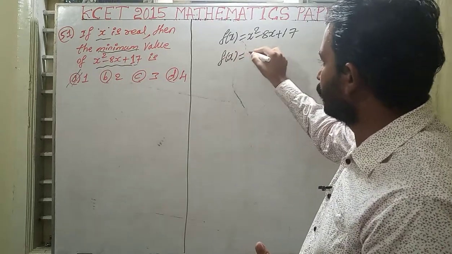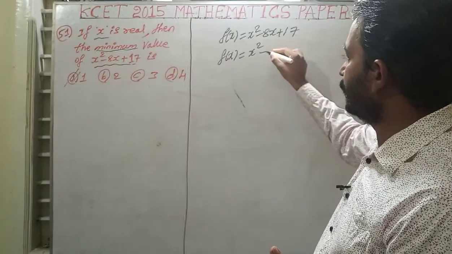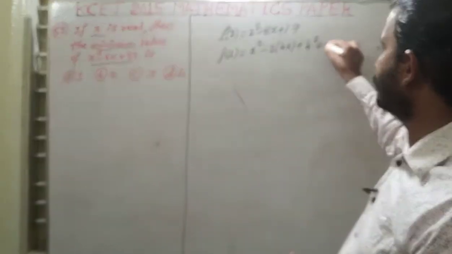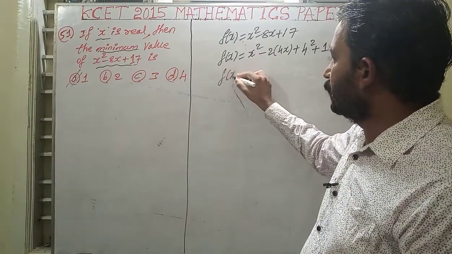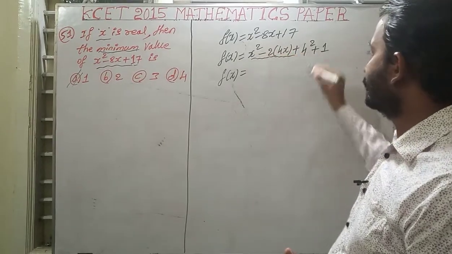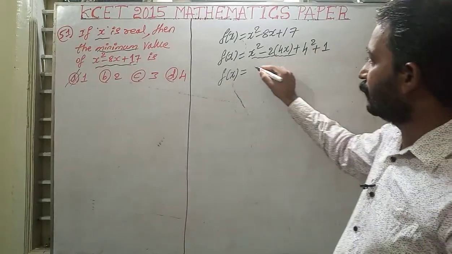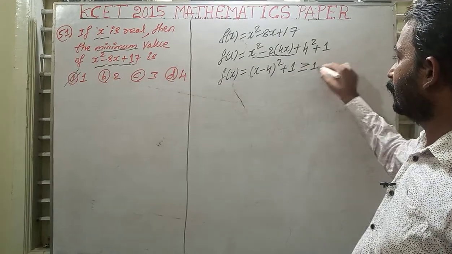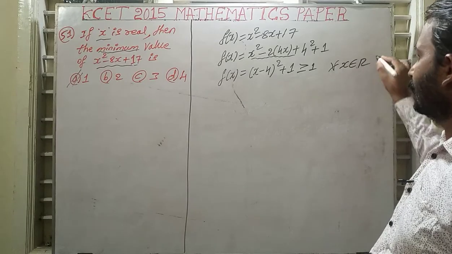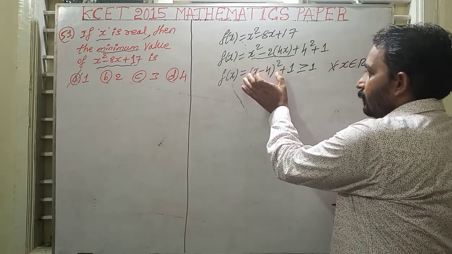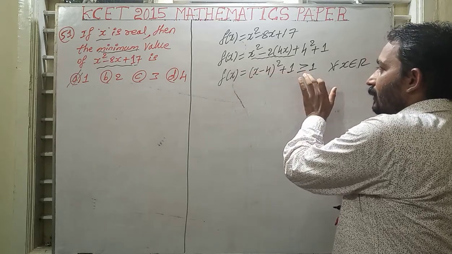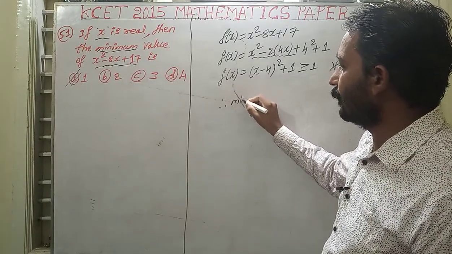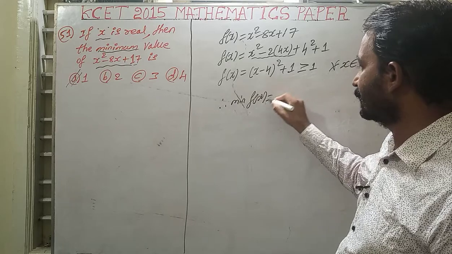f of x is equal to x square as it is, minus 8x can be written as 2 into 4x, plus 17 can be written as 4 square plus 1. So now these three terms can be written in the form a minus b whole square, it becomes x minus 4 whole square plus 1. This is always greater than or equal to 1 for all x belonging to real numbers. This is a positive value added to 1, hence it is greater than or equal to 1. Equal to 1 if x is equal to 4. So therefore the minimum value of f of x is equal to 1.